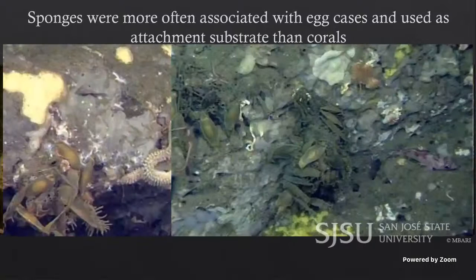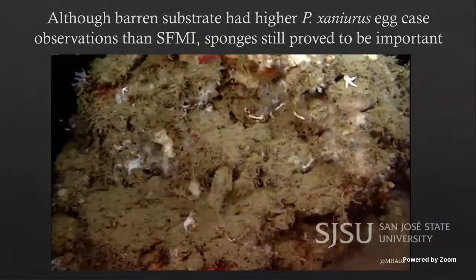And additionally, on occasion, egg cases were seen associated with or seemingly encrusting sponges. However, I posit that this is due to the underlying seafloor morphology. Although barren substrate was seen to have higher P-Xaniers egg case observations more so than SFMI, sponges still proved to be important and that they had the highest selectivity index. Additionally, more barren rock was available within the study region.